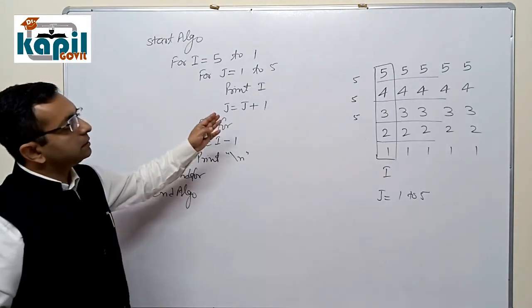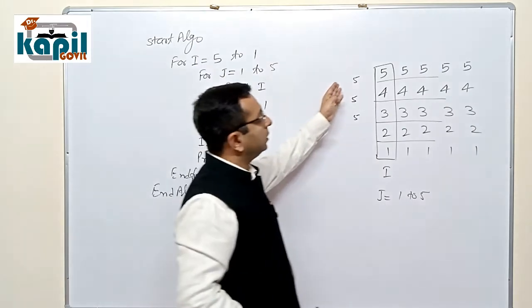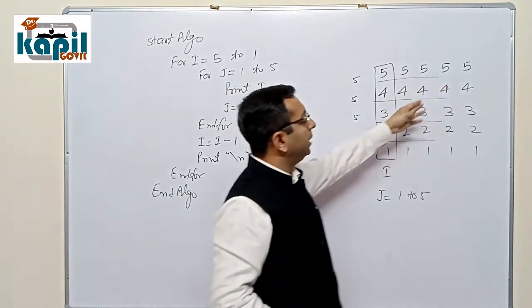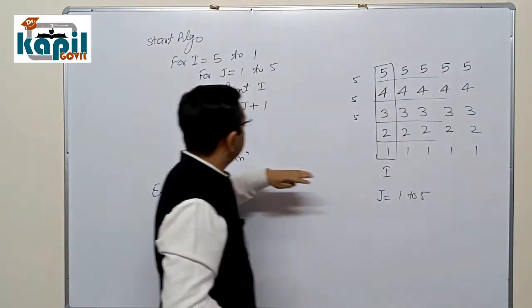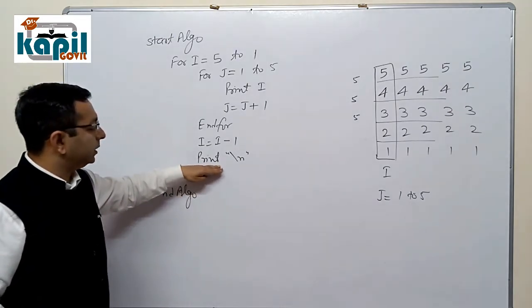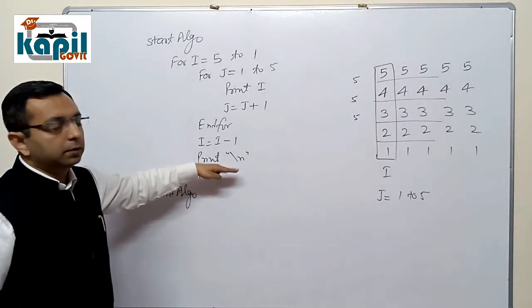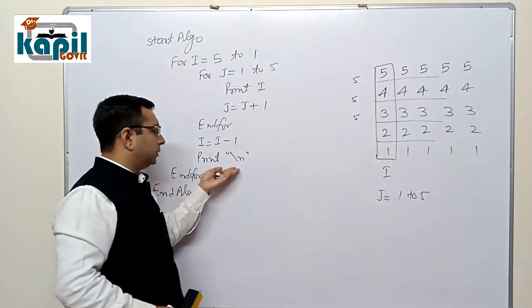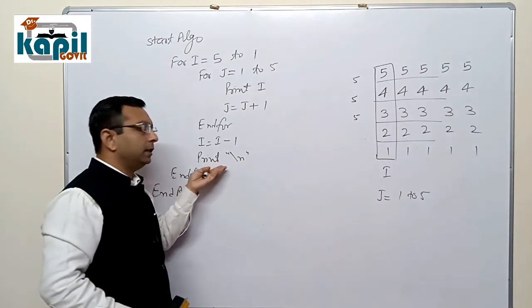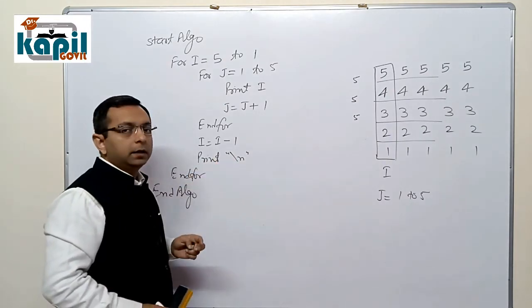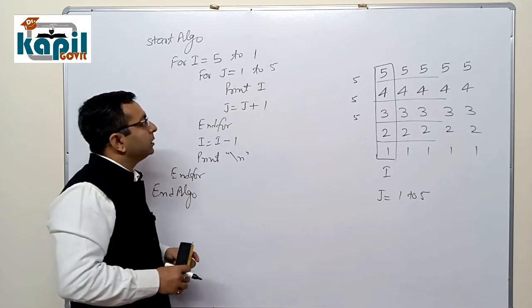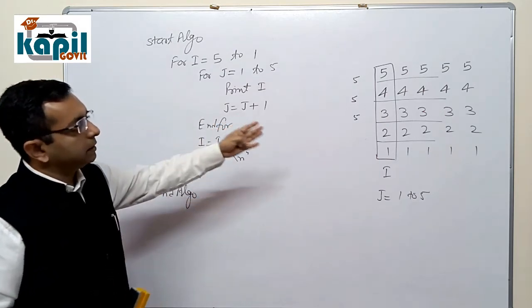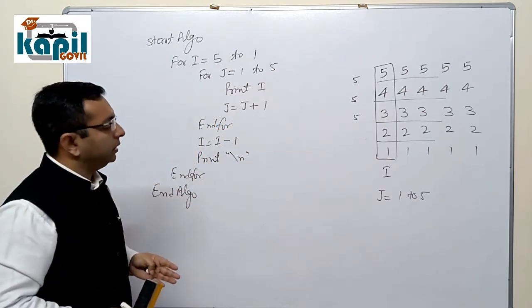We can see that after printing all the columns in each row, we have to change the line. So we have written print slash n here. You can use any statement for printing a new line or changing the line. So this is the concept for printing this pattern. I hope this concept is now clear to you.